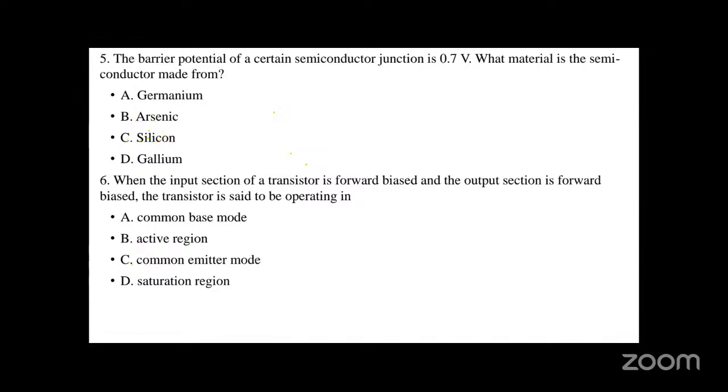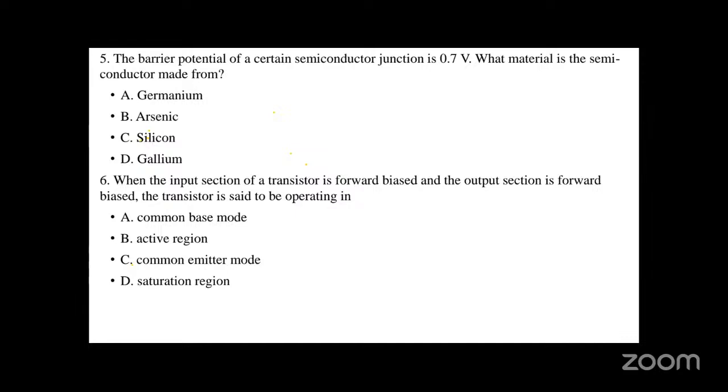The barrier potential of a certain semiconductor junction is 0.7 volt. What material is the semiconductor made from? Now, there are 2 types of semiconductor material. We have germanium and silicon.